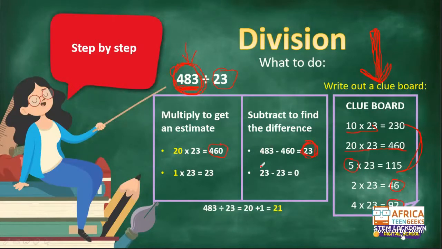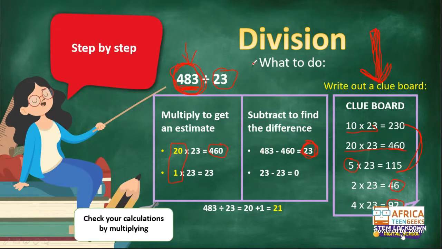I say 483 divided by 23 equals, and here you have your answer. Everything that's here equals 20 plus 1 equals 21. Because here I have 20 times 23 and I have 1 times 23. So actually it's not 20 times 23, it's 21 times 23. And then if you have your answer, so now I know this answer is 21.